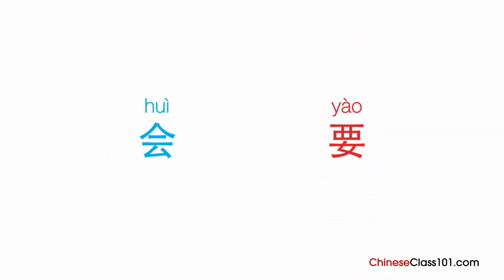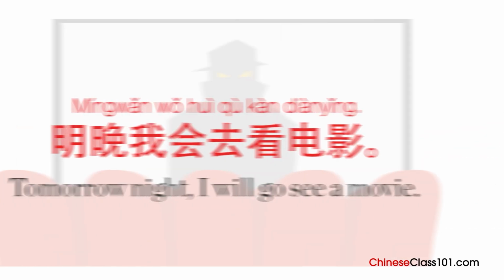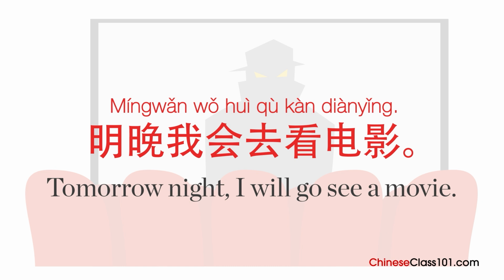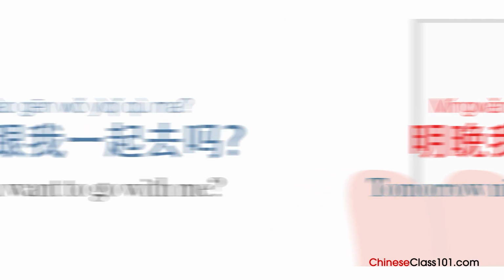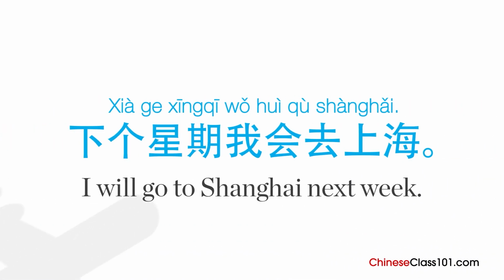会 can be translated as will or will expect to. In comparison, 要 indicates one's intention, like to be going to or to want to. Let's look at some examples. 明晚我会去看电影. Tomorrow night I will go see a movie. 你要跟我一起去吗? Do you want to go with me? 下个星期我会去上海. I will go to Shanghai next week.